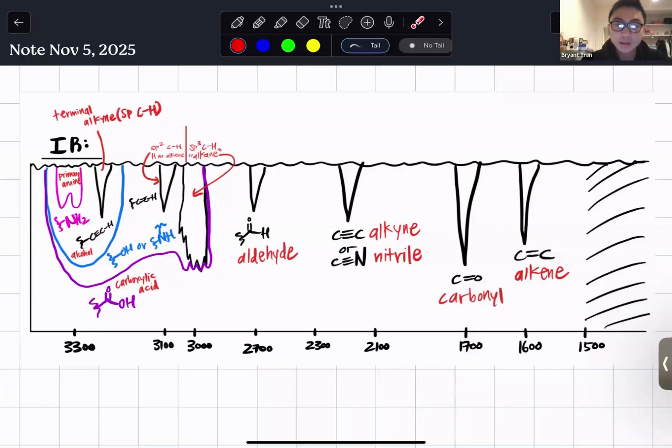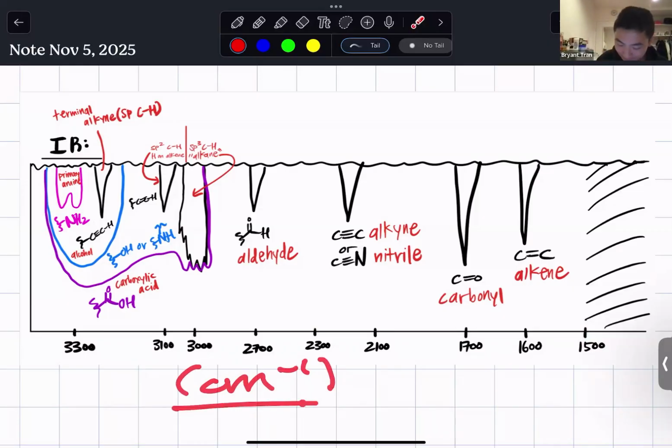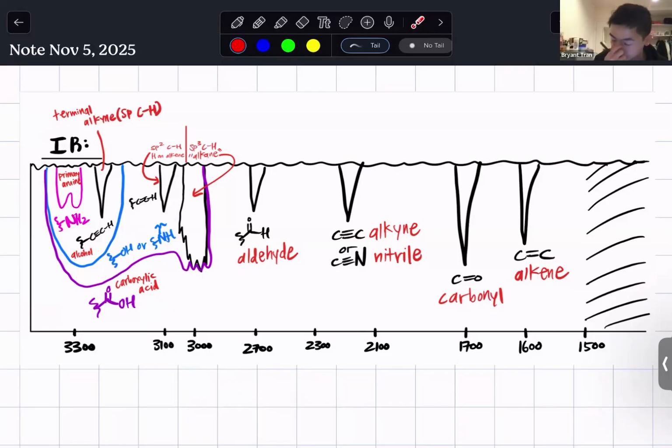So what IR or infrared spectroscopy will tell you is what functional groups are present in a molecule, right? Usually an unknown molecule. And people in lab use this just to confirm or see what functional groups are present in the molecule, right? So the x-axis here is going to be in inverse centimeter units, right? And then they're going to shine infrared light through the molecule, and then they're going to show the absorbance of the molecule, right?